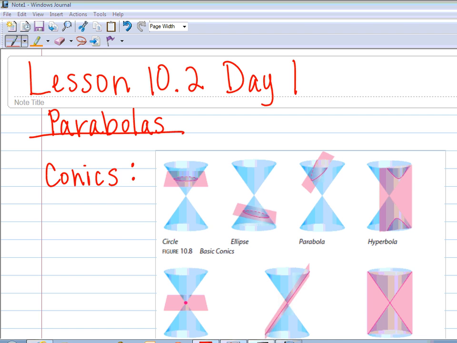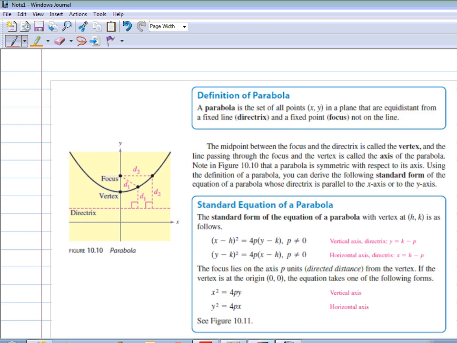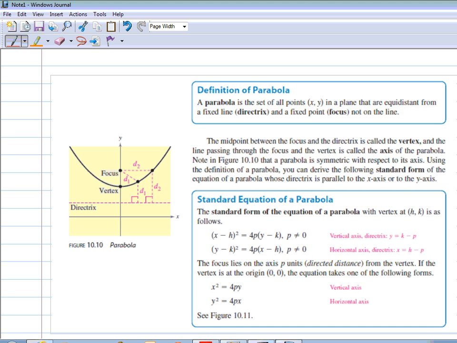We need to look at the basic formula and the definition, so you'll need to write all of this down. But first, the definition of the parabola. It is the set of points x and y in that plane equidistant from a fixed line called the directrix, and a fixed point called the focus that's not on the line. You can see that, referring to the figure there.